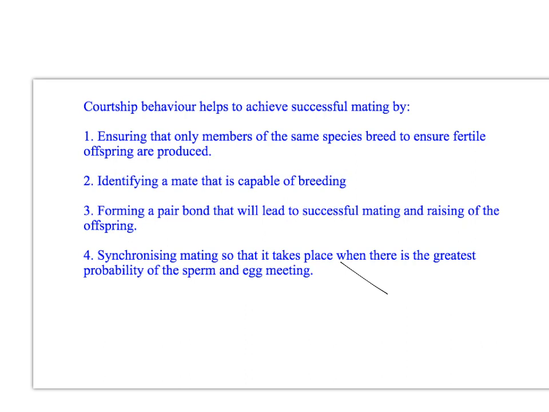Also, identifying a mate that's capable of breeding, so a mate might not be fertile at certain periods of year, so you've got to make sure that both are reproductively in the right part of the breeding season. Also, some animals form a pair bond. If you think of swans, for example, or some other species of bird, they might separate for periods of time, come back to the breeding grounds, and then they identify their partner.